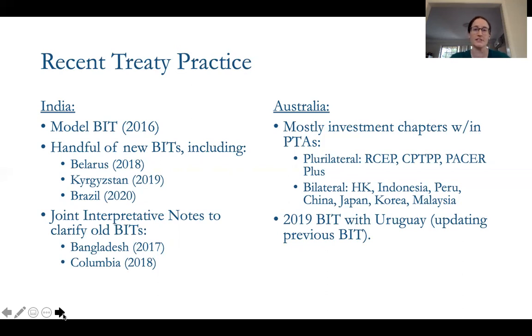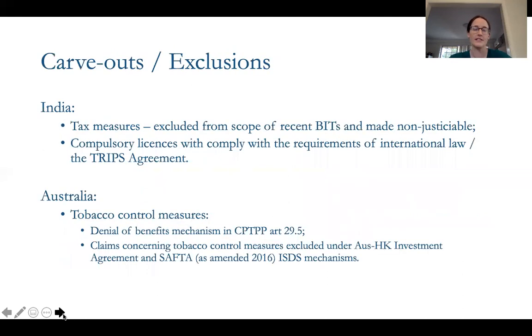So to turn then to some examples of the actual clauses that these countries have been including to preserve their regulatory autonomy. Some of the most notable provisions have been what I would term carve-outs or exclusions, where we have groups of measures that are just excluded from either the scope of the treaty or the investment chapter, or excluded from investor-state dispute settlement. And these are very reactionary for both countries. They're clear reactions to the investor-state claims that the countries have faced.